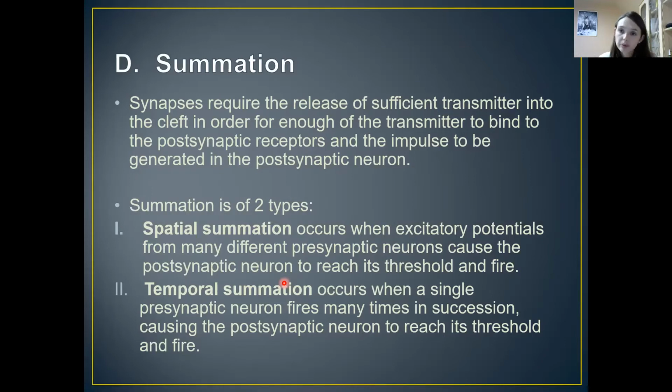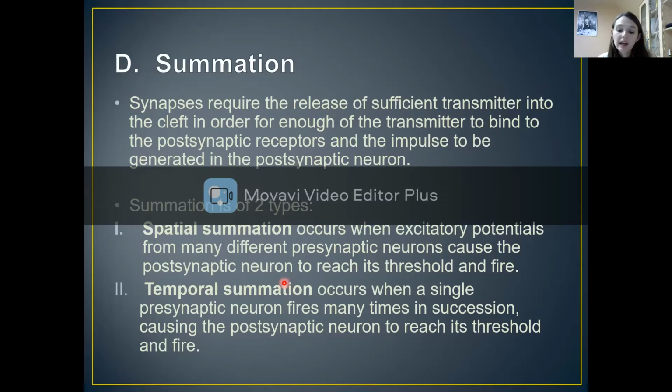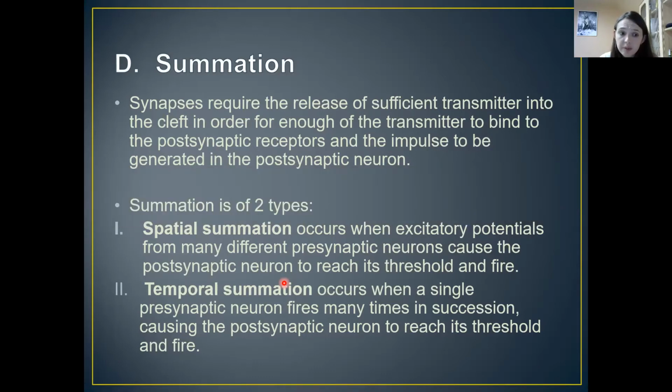So we have two types of summation: spatial summation and temporal summation, which differ in how they affect the neuron. One occurs at the same time but in different places. In the other, when we talk about temporal summation, it occurs when the presynaptic neuron fires many times in one place.